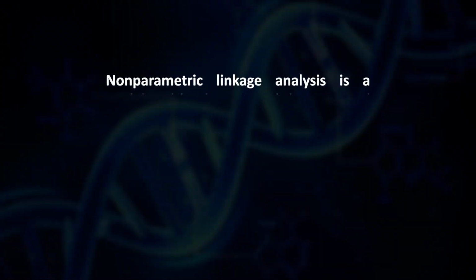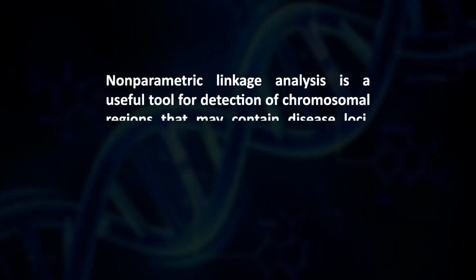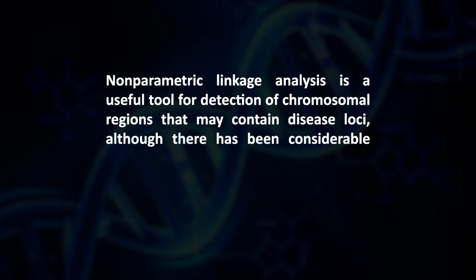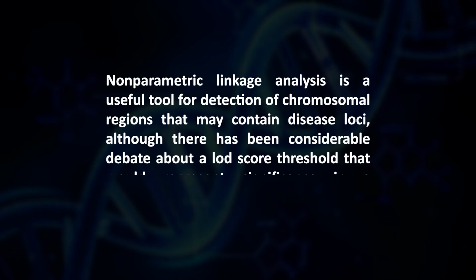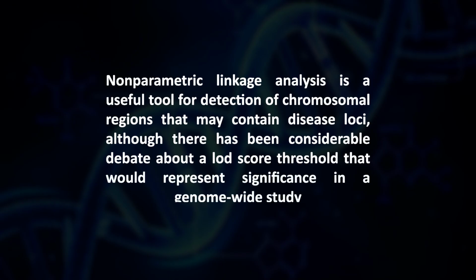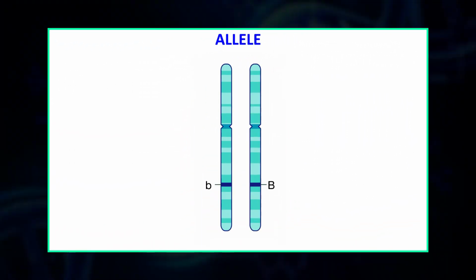A further extension of this method is the adaptation to utilization of discordant sib pairs to identify areas that are co-inherited infrequently. Non-parametric linkage analysis is a useful tool for detection of chromosomal regions that may contain disease loci, although there has been considerable debate about a Lod score threshold that would represent significance in a genome-wide study. Another caution in the interpretation of the non-parametric Lod score results is that the linkage calculations are influenced by the presence of a strong gene disease association with a particular allele.